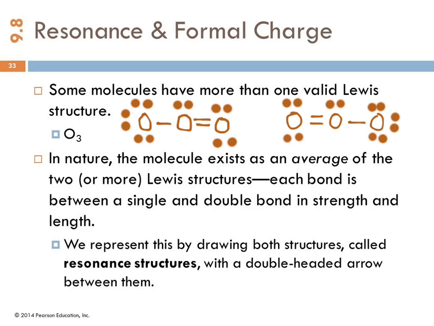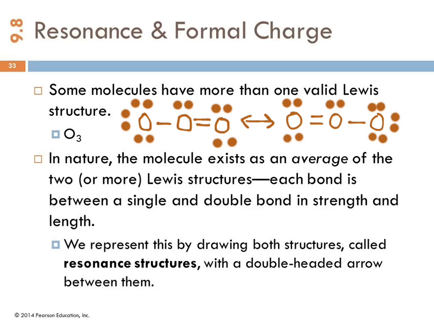You're like, how do you do that? Well, Lewis structures don't give us a great way for describing that or for showing that. And so what we do is we show both of the structures, and we put a double-headed arrow in between. And we call those resonance structures.